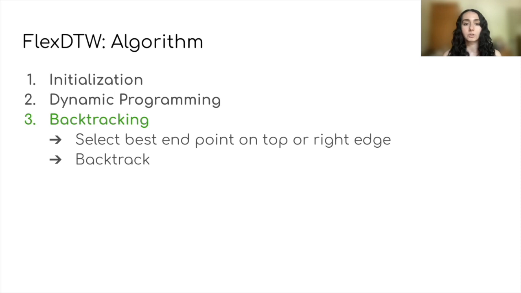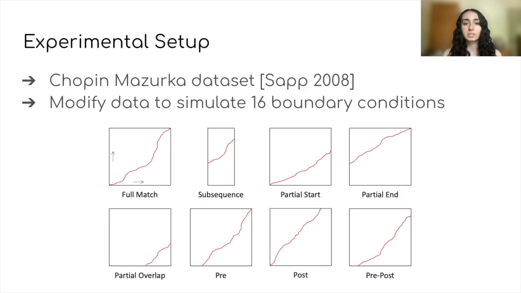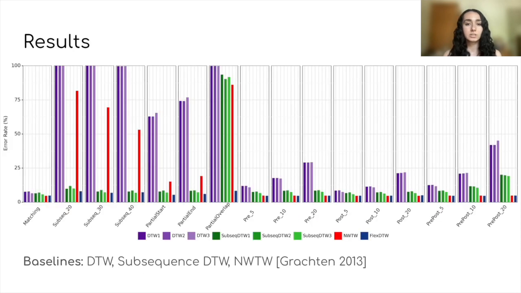Our experimentation consists of modifying the Chopin-Mazurka dataset to construct a suite of 16 benchmarks that correspond to specific boundary conditions. And here we can see visualizations of the different types of boundary conditions in our suite of benchmarks. We test our system against DTW, subsequence DTW, and NWTW. We consider multiple settings for the DTW and subsequence DTW systems with different sets of allowable transitions and corresponding weights.